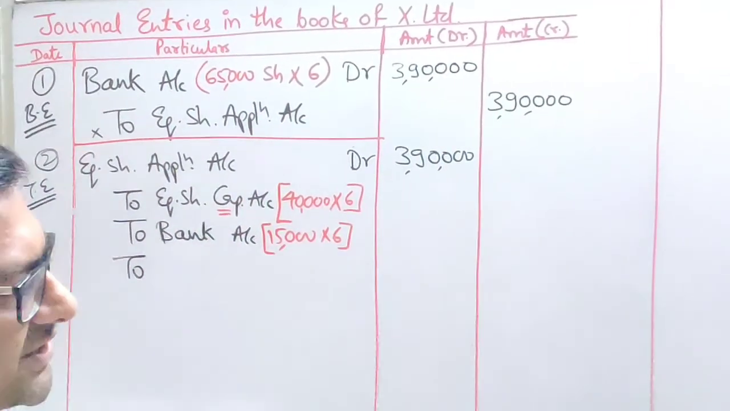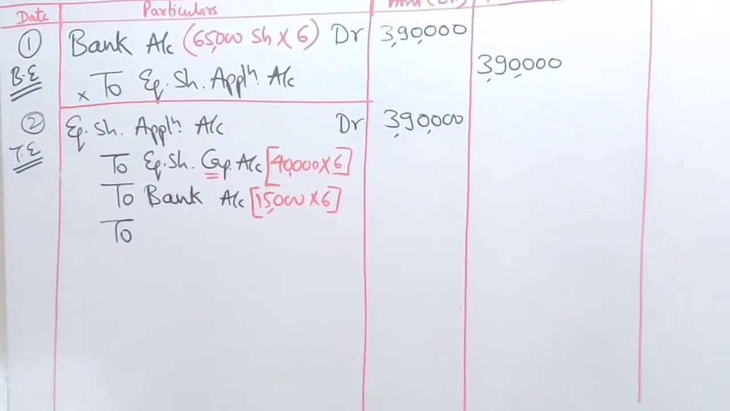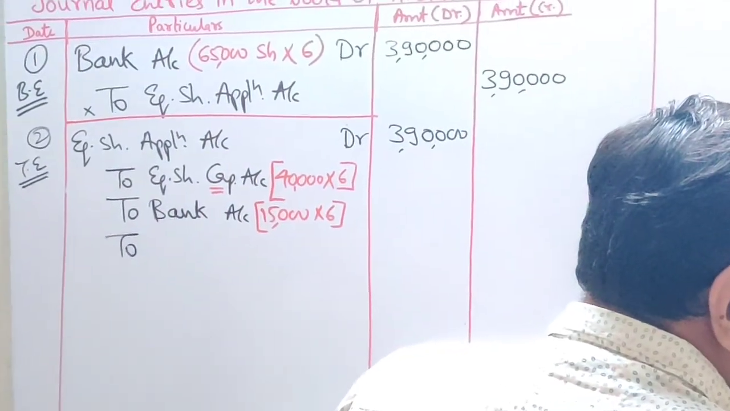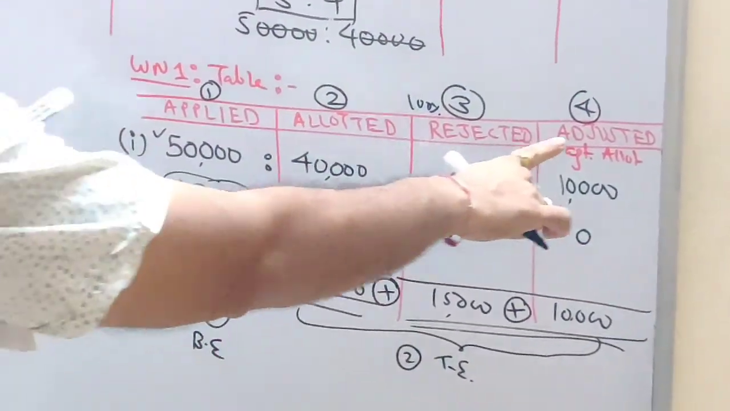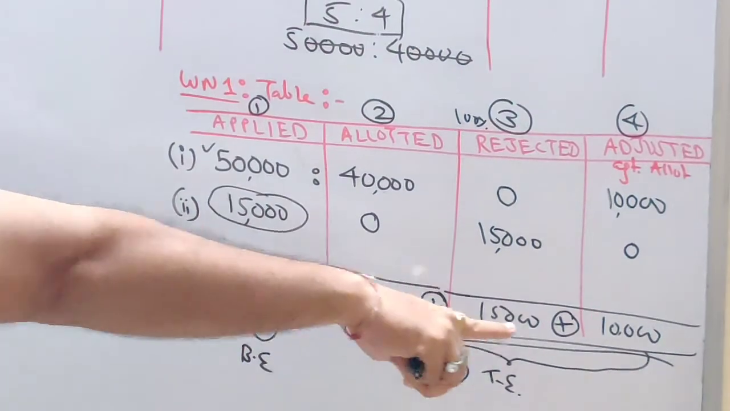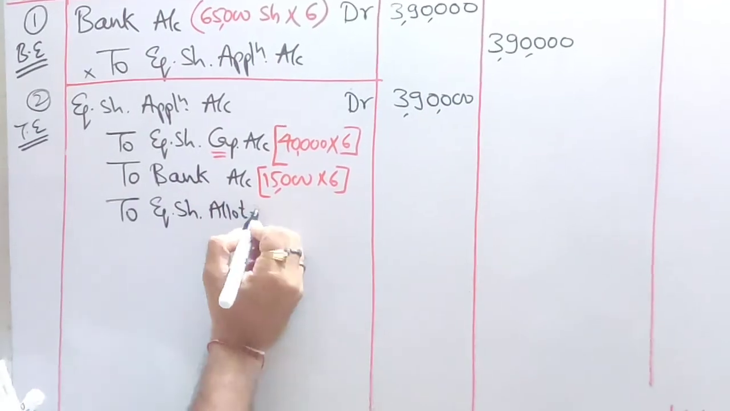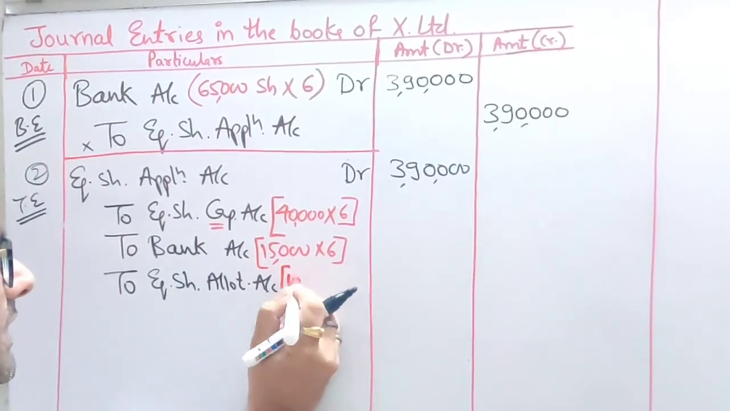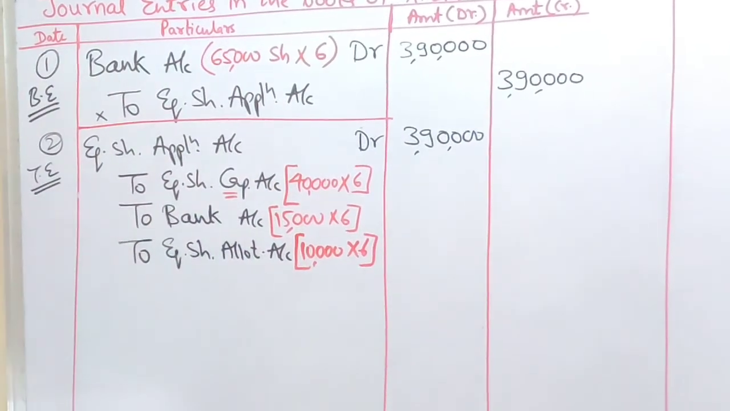Then for the last column, adjusted, you are going to adjust this against the next installment, that is allotment. If you want, you can also write it completely as against allotment, as the heading adjusted against allotment. So always remember that this figure of 10,000 you are going to adjust against the allotment account at the time of allotment. What is that figure? 10,000 shares into 6. This you are going to adjust against the allotment money.